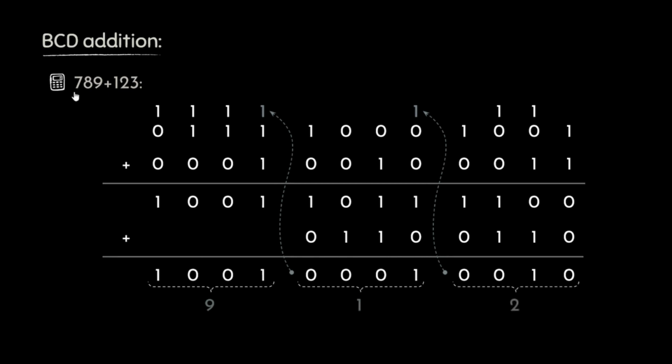Observe, 789 plus 123 is actually 912. So this is how we carry out BCD additions for multiple digits. So in this session, we acquired the understanding of the logic behind BCD addition.